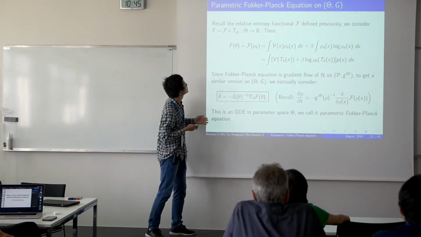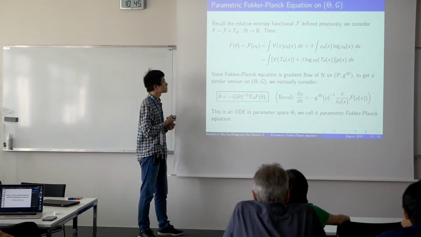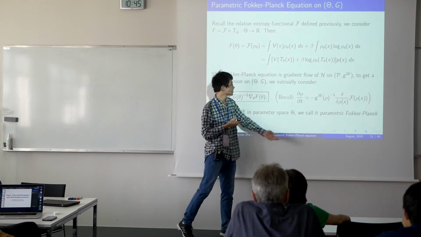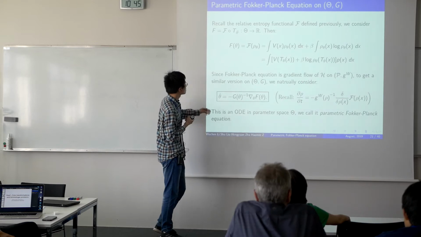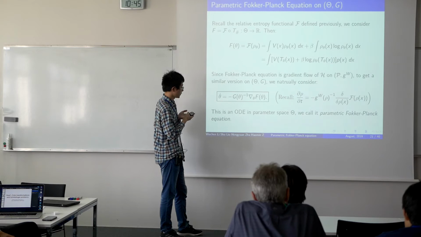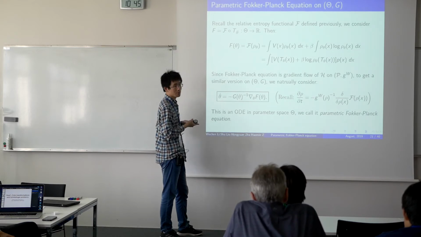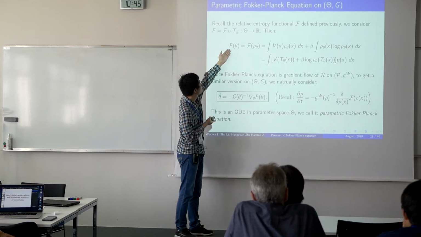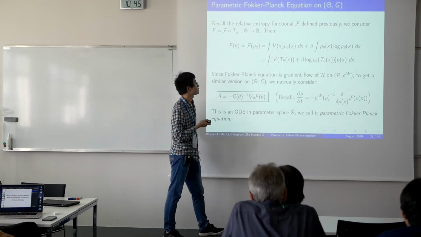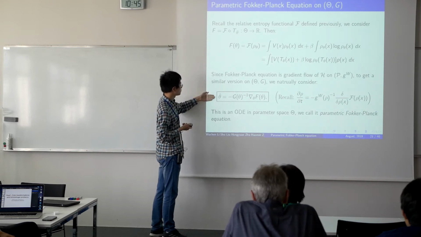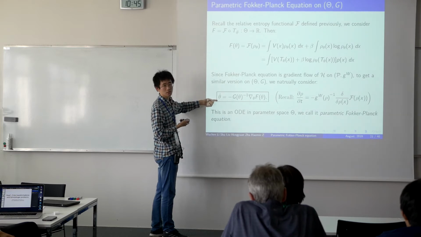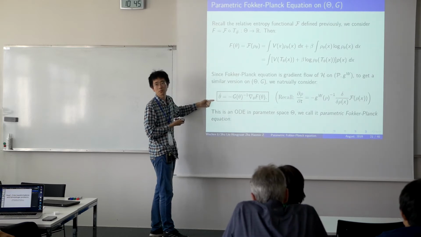And now let's come to the parametric Fokker Planck equation. As you know, the original Fokker Planck equation is the Wasserstein gradient flow of relative entropy on the Wasserstein manifold. So to do a similar thing, we just compute the Wasserstein gradient flow of the relative entropy on parameter space. So we can introduce the relative entropy on parameter space as F theta equal to the relative entropy of rho theta. And you just do the gradient flow on parameter space, and you get this ODE. We will call this ODE the parametric Fokker Planck equation.